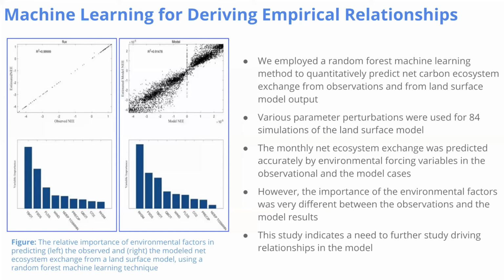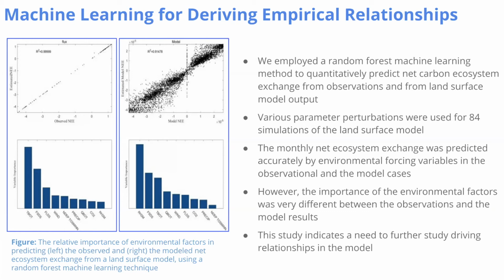But you'll also see that the models and the observations have different relative importance for those same variables. So clearly, what's coming out of the model is not quite representative of what we know from the observations. So this informs us that we need to go back and use other kinds of metrics like this to figure out how to improve models.